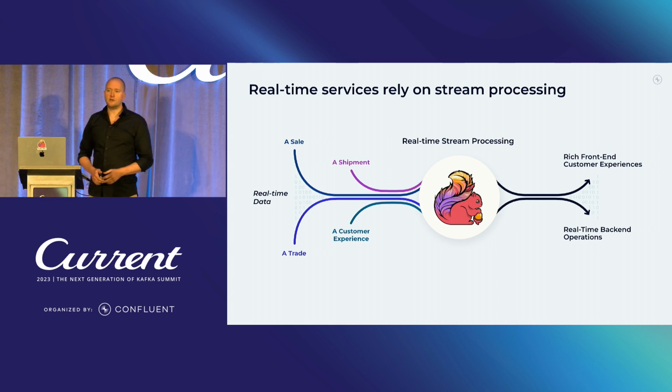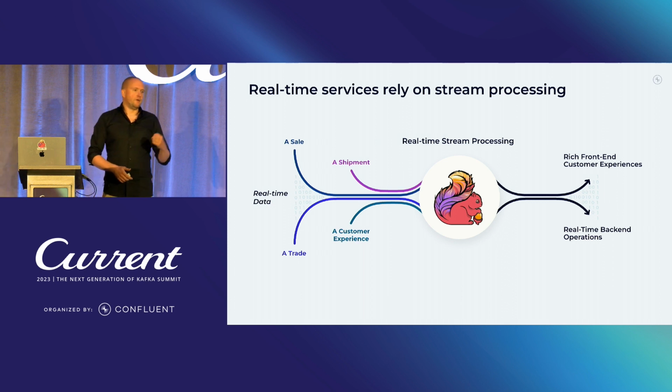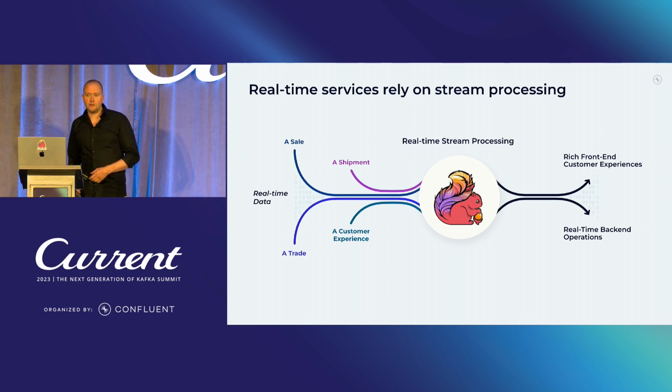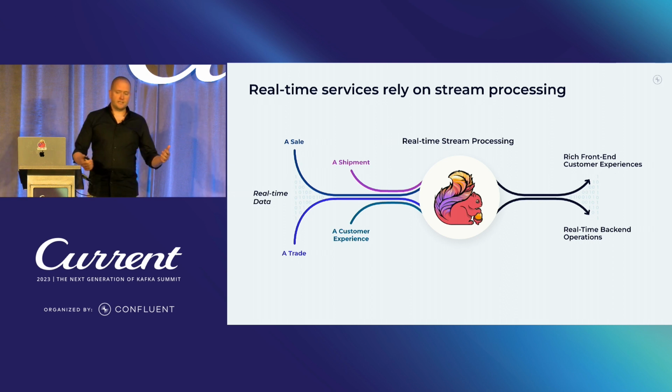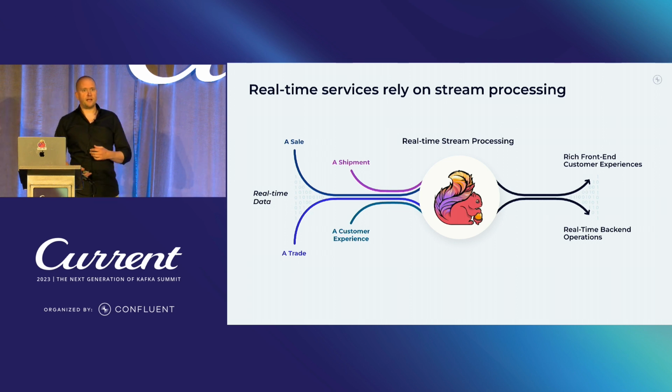And Flink is a framework that makes it easy to process streaming data in real time. And when we're talking about processing, it refers to manipulation and transformation of data into a more useful form. Common examples are cleaning or filtering of data, transforming it into different formats or structures, and performing calculations or aggregations on top of that. And with stream processing, you're analyzing data in real time, so you have the immediate reaction and insights. And all of these real-time stream processing solutions are used to create stuff like rich front-end customer experience and real-time back-end operations.